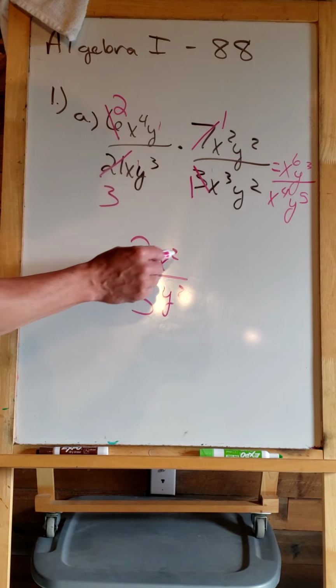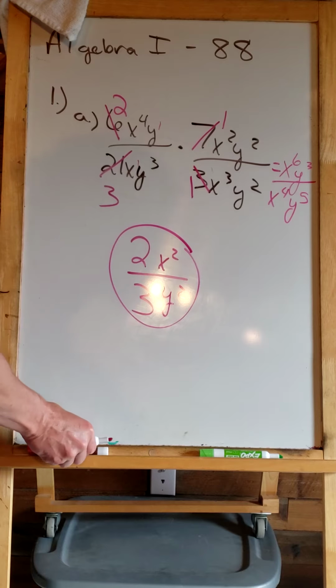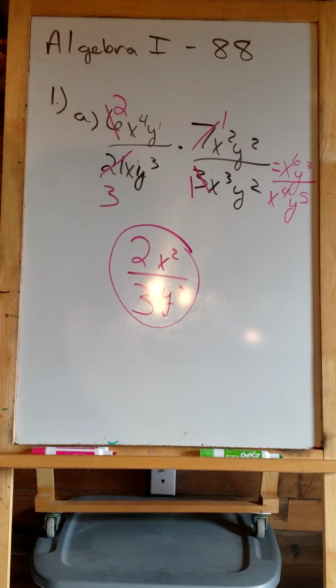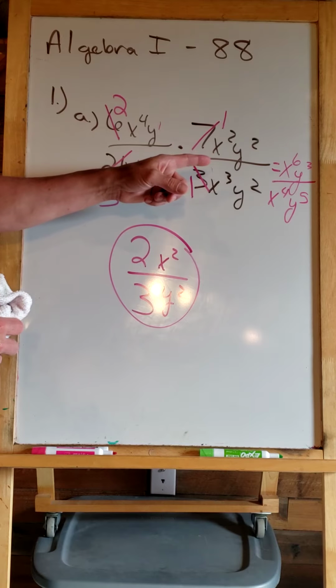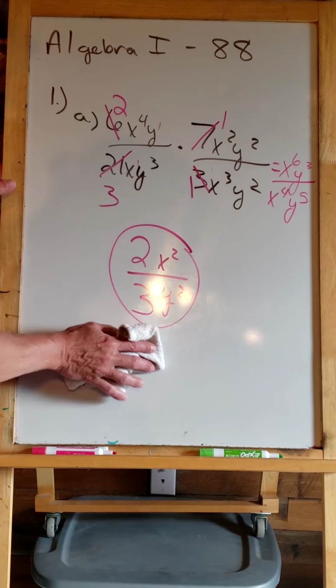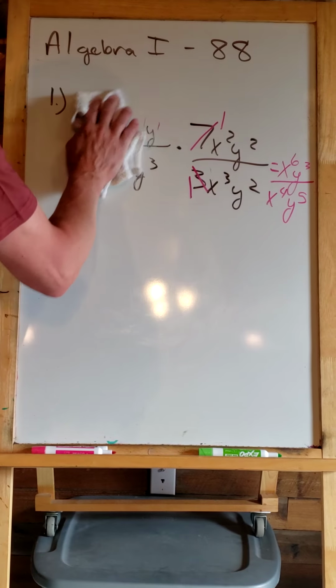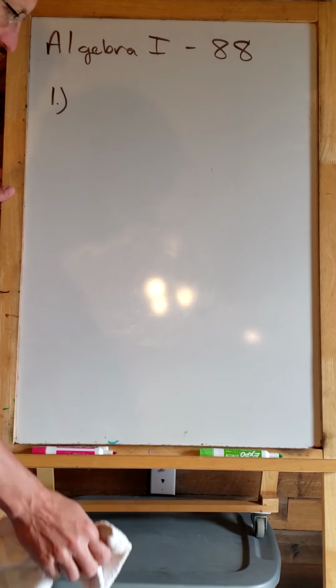So we simplify. Even though we're multiplying, we're simplifying it as small as we can. Okay? So reduce the numbers, add the exponents when we multiply, and then subtract them when we divide. Okay? So that was 1a. Let's look at 1b.